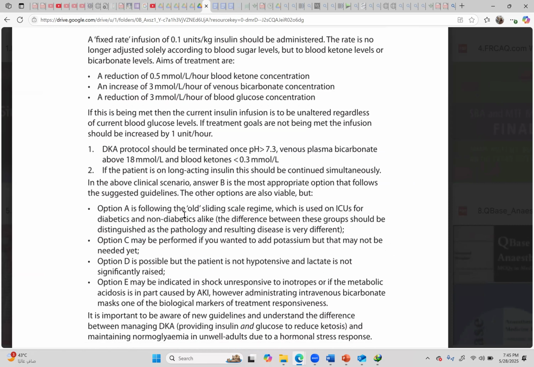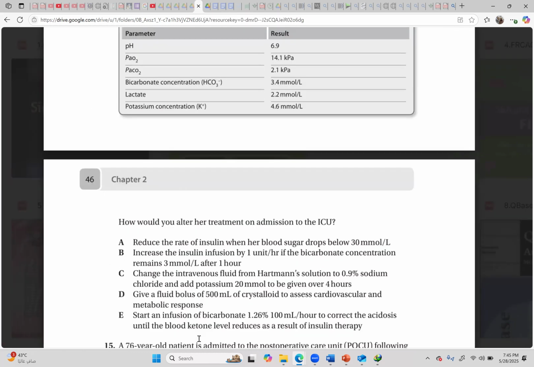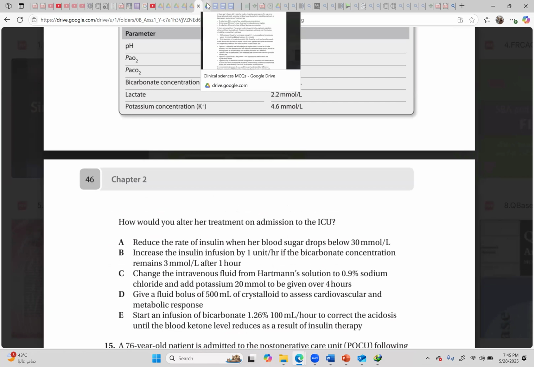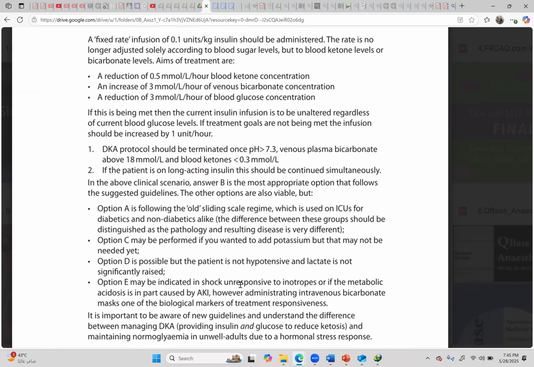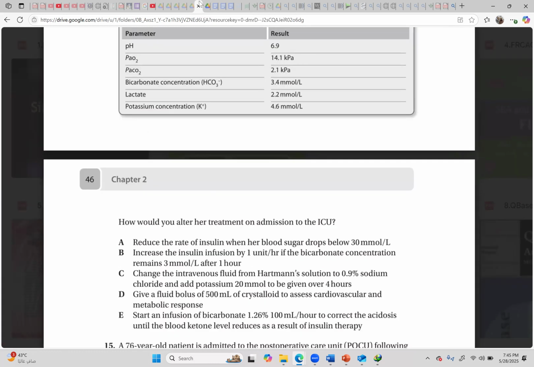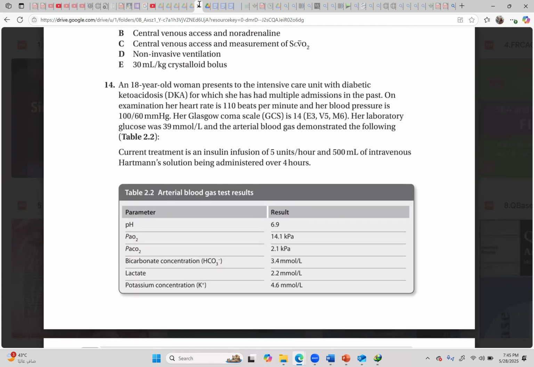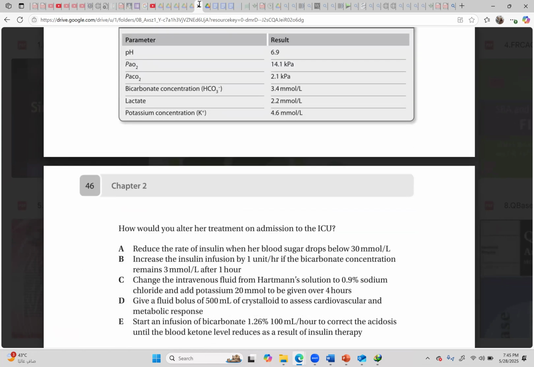So what was the D option? The D option was fluid bolus. Actually, fluid in my opinion also seems to be correct, because the patient is hypovolemic. The patient is not hypotensive and lactate is not significantly raised. So that's the reason. Here the blood pressure is normal; if for example the blood pressure were low, then fluid would be the first choice. So I think that's the reason.